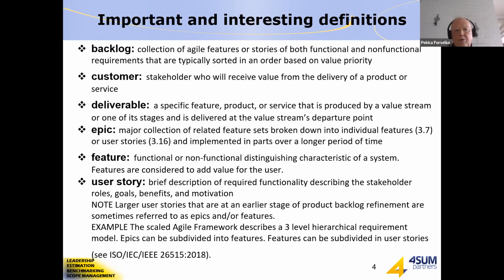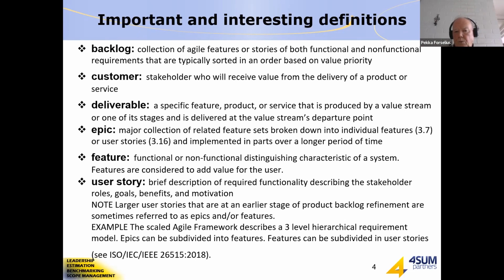Deliverable, it's important in continuous delivery, of course. A specific feature, product or service that is produced by a value stream or one of its stages and is delivered at the value stream's departure point. Just a definition. Epic is a major collection of related feature sets broken down into individual features or user stories and implemented in parts over a longer period of time. Interesting definition. And then feature, it's a functional or non-functional distinguishing characteristic of a system. Features are considered to add value for the user. Again, the value.